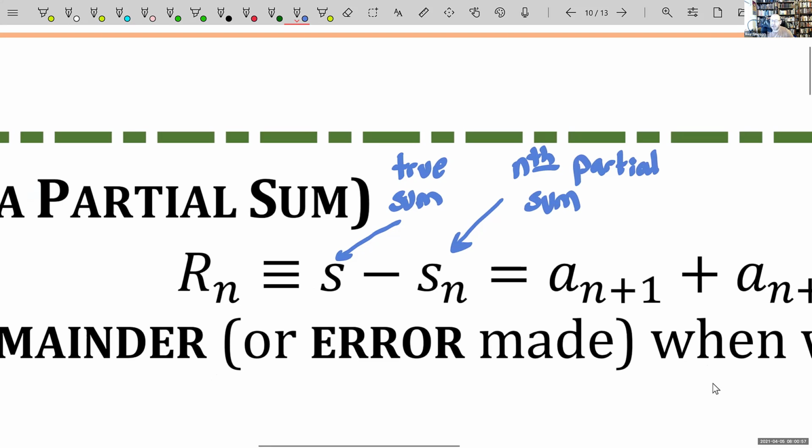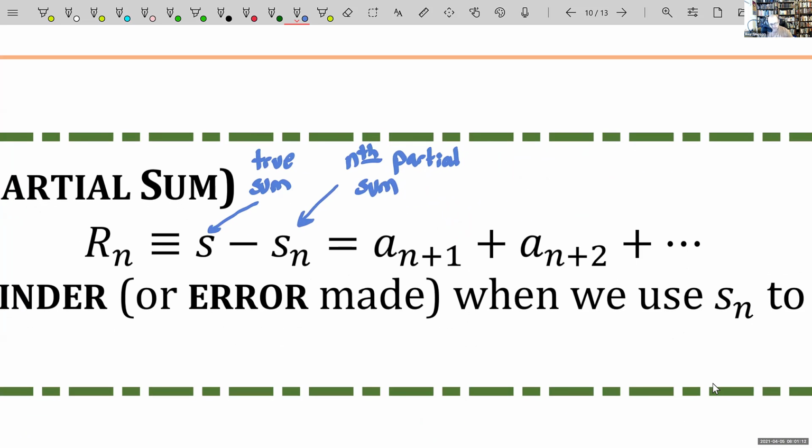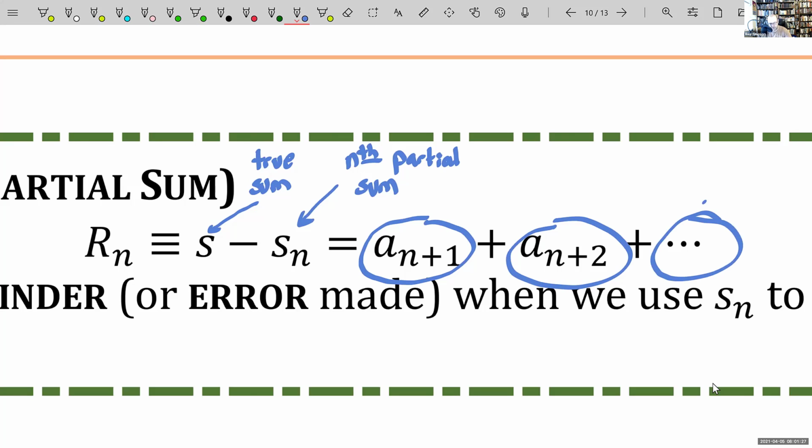So that should make sense that the stuff we didn't add up, that's what we're calling the remainder, is equal to the true summation, the infinite sum, minus, well, the sum of the first n terms. In other words, if you subtract off the first n terms, you'd lose a1 plus a2 plus a3 plus a4 all the way to an. You'd lose all those. And you'd be left with a sub n plus 1 plus a sub n plus 2 plus a sub n plus 3, and so on and so forth.